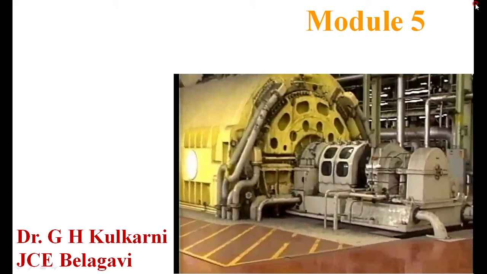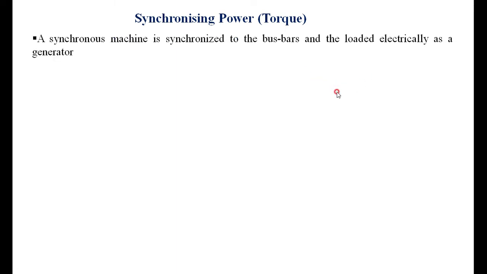Then how does this synchronizing power counterbalance the angle delta and keep the machine, under a small disturbance, in synchronism when the alternator is connected to the bus bars or other alternators in parallel? That is synchronizing power, or it is also called synchronizing torque in the case of a motor.